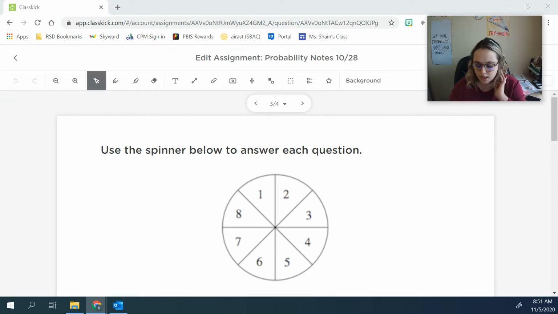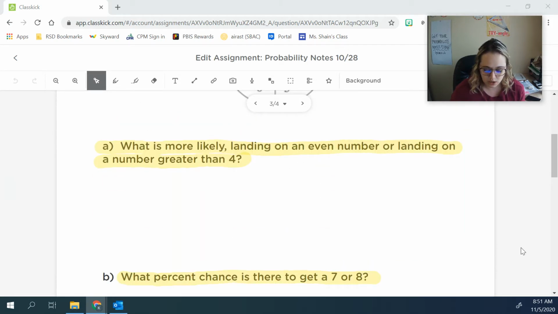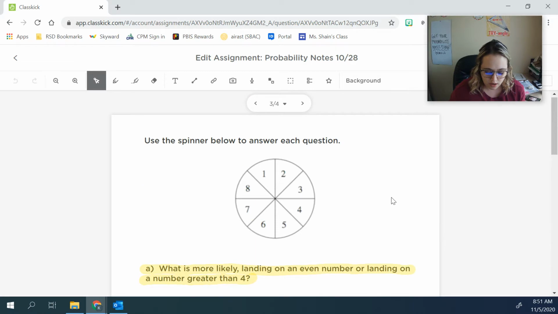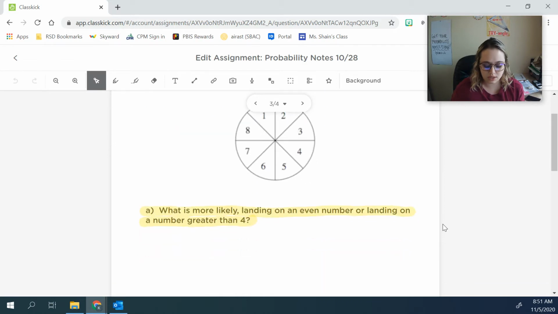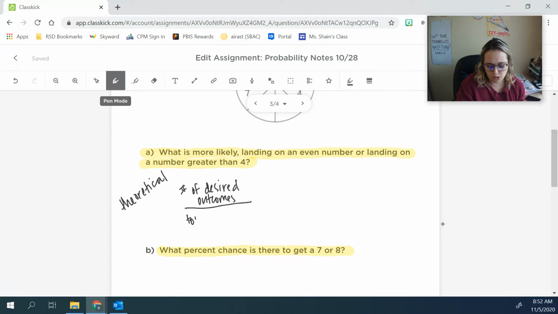All right, so we are all on slide 3. It starts out with a sentence that says, use the spinner below to answer each question, okay? It's a basic spinner. What is more likely, landing on an even number or landing on a number greater than 4? Okay, so I have not spun the spinner at all. I'm not using any experience or trials or anything like that. So this is a theoretical probability, which means I'm going to do the number of desired outcomes over the total possible outcomes.